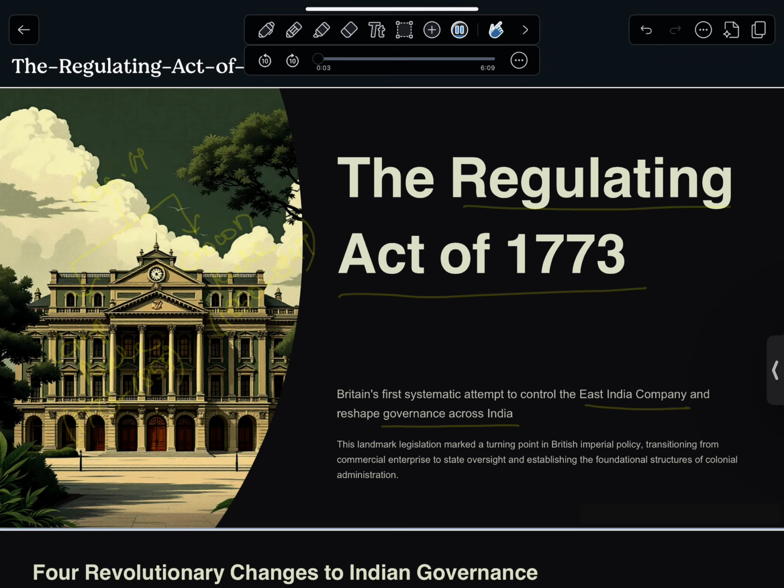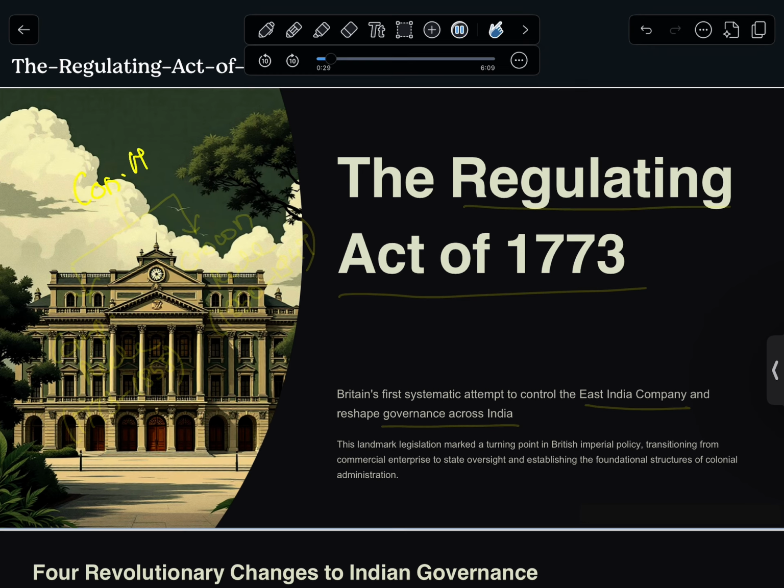Very good morning, everyone. In today's lecture, we will be discussing the Regulating Act of 1773. This subtopic comes under constitutional history. The very basic foundation, like how the constitution has been made, we start from this act. Before going further, we should know that constitutional history comes under two subheads.